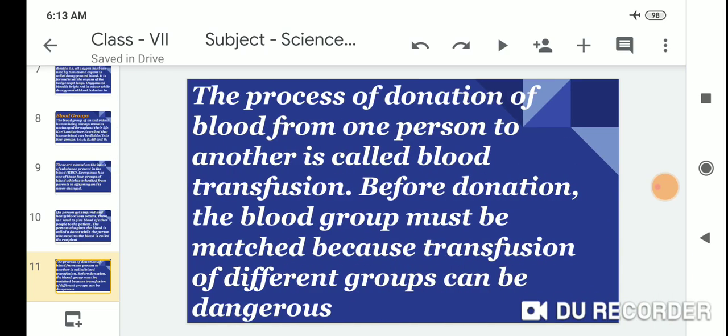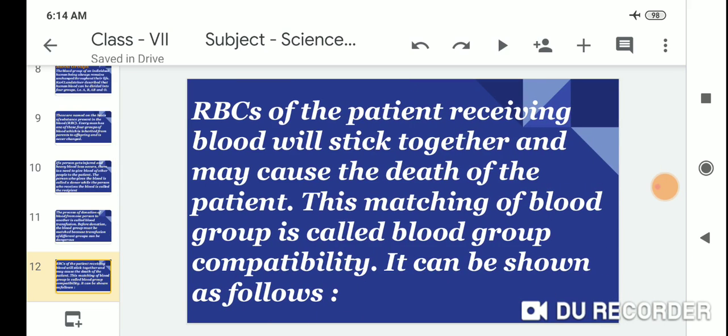The process of donation of blood from one person to another is called transfusion. Before the donation, the blood group must be matched, because transfusion of a different group can be dangerous. The RBCs of the patient receiving the blood will stick together, and in many cases it can cause the death of the patient. This matching of blood group is called blood group compatibility. It can be seen as follows.